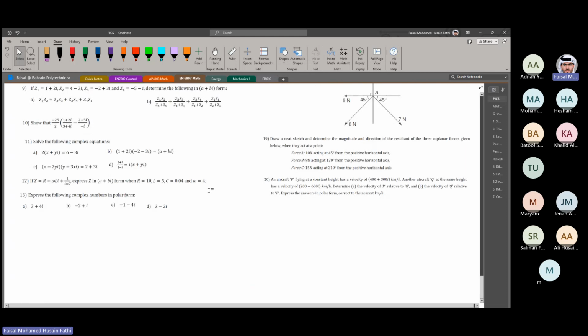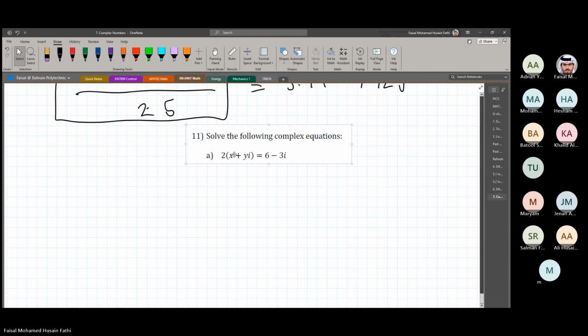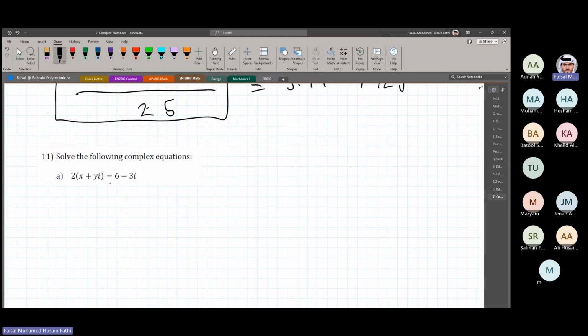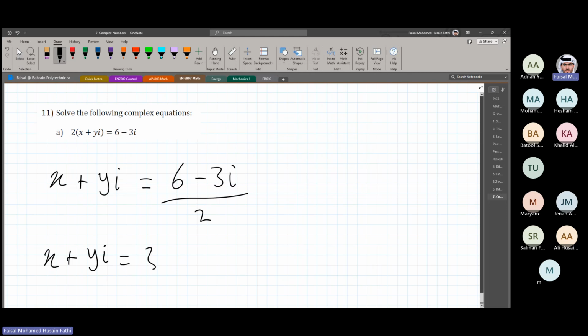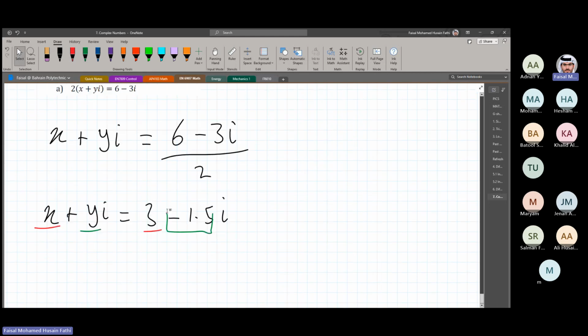Solve the complex equations. Actually, let's do one of these. Solve the complex equations. Here they are telling you that you have x and y, and you need to find out what x and y are. Very simple. You just have to put x plus yi on one side by itself. So in this case, it's going to be 6 minus 3i divided by 2. So in other words, x plus yi is equal to 6 divided by 2 is 3, minus 3 divided by 2 is 1.5i. So your x value is going to be the real part, and the y value is going to be the imaginary part. And make sure you put the sign, meaning with the minus. Okay? And that's it.